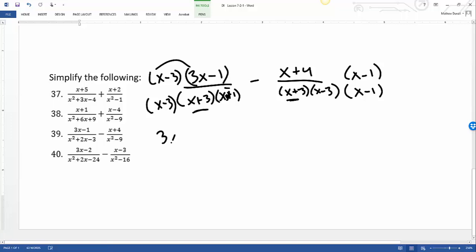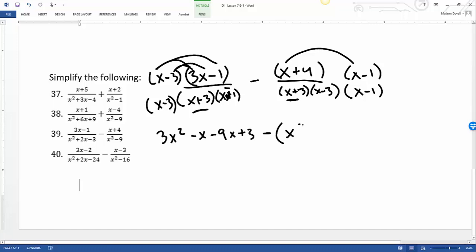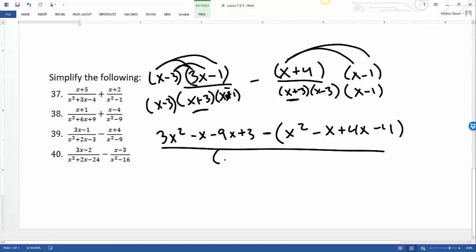So 3x squared minus x minus 9x plus 3. And now minus, I'm going to do the same thing here, x squared minus x plus 4x minus 4. And at the bottom, I don't need to worry about anything.